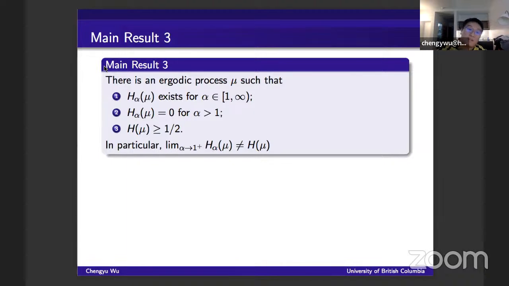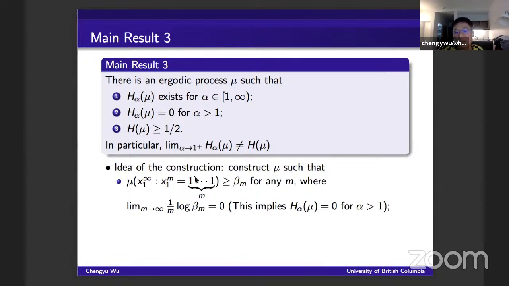So this is our main result in this section. We show that there is an ergodic process mu such that the Rayleigh entropy rate exists for order alpha bigger than 1. And when alpha is bigger than 1, the Rayleigh entropy rate indeed equals 0. But at the same time, we can show that its Shannon entropy rate is away from 0, in the sense that it is bigger than 1/2. And indeed, this 1/2 can be replaced by some other constant between 0 and 1. And 2 and 3 will imply that when alpha approaches 1 from the positive side, the Rayleigh entropy rate will not equal the Shannon entropy rate.